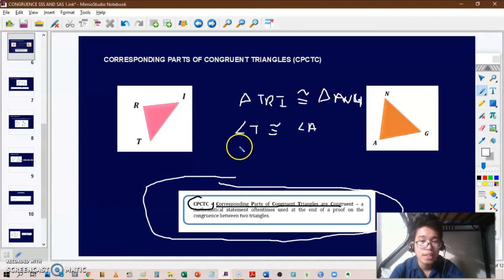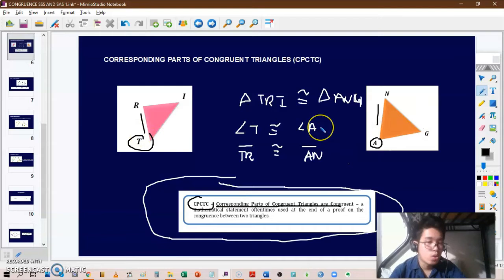And also we can say that line segment TR is also congruent to line segment AN, because these are the corresponding parts. So we have T and A, and then we have TR and AN, or NA. These corresponding parts of these two triangles are congruent because it's been given that both triangles are congruent. We're going to use this proof a lot during our future discussions.